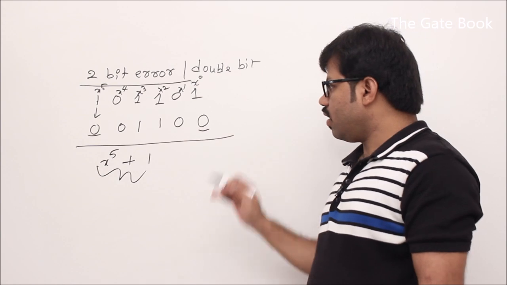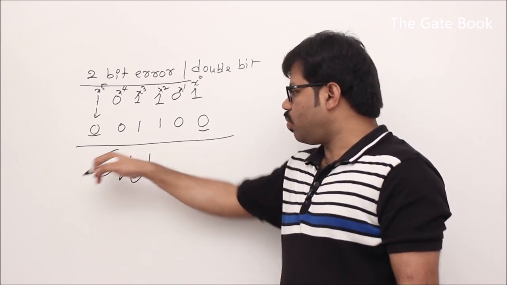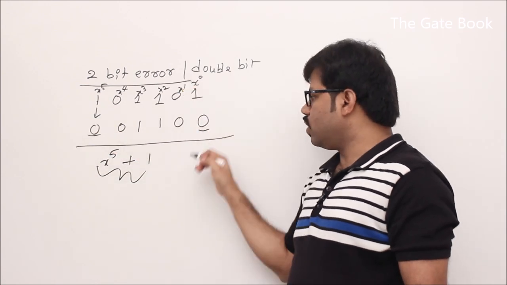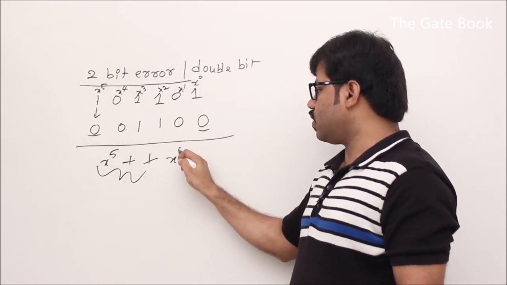Any double bit error will have two terms. Sir, why here is it x power 5 plus 1? Because the error is at the 5th position and the 0th position, correct? 1 means x power 0.